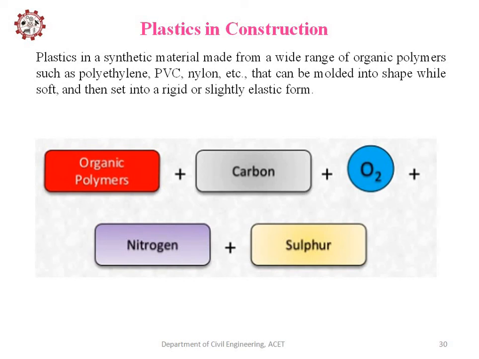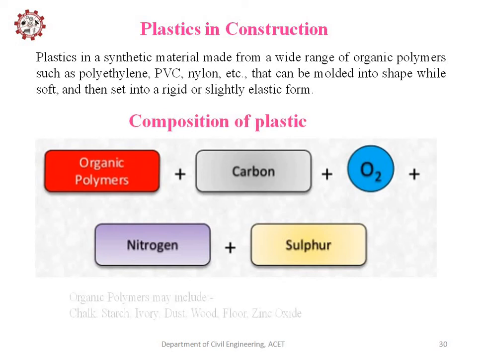Plastic is a synthetic material made from a wide range of organic polymers such as polythene, polyethylene, PVC, nylon, etc., that can be molded into shape while soft and then set into a rigid or slightly elastic form. So you can see that first organic polymers are added with carbon, then oxygen, then nitrogen, and then sulfur, and then the plastic is formed. So this is the composition of plastic.